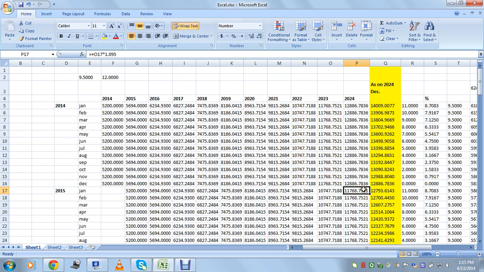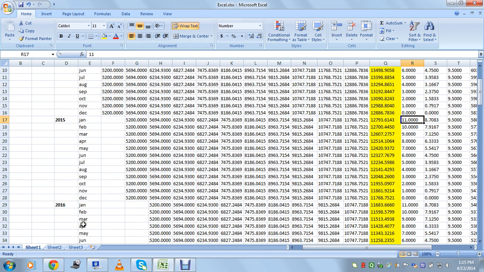And now this particular amount again as on 2024 December, it will turn out to this particular amount, which is based on the 11 months interest, which is 8.7% if the 9.5% is there for 12 months. Now again, this value, when you go for 2016, you leave two columns apart.